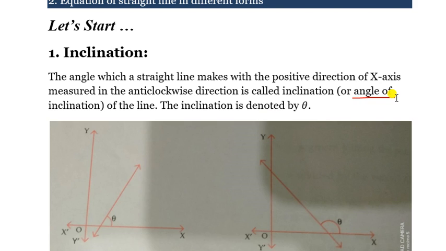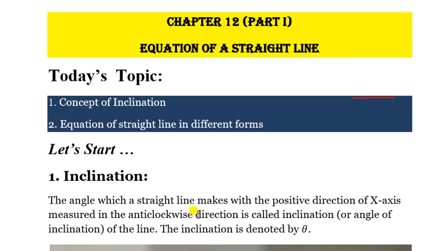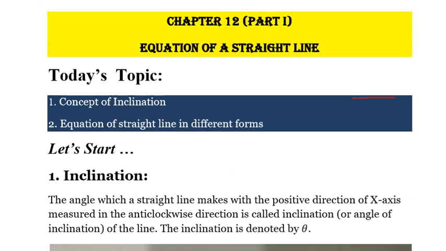When any line will intercept x-axis in positive direction and you measure it in anti-clockwise direction, then you will get inclination. And inclination of a line is denoted by theta. Now we are going to see a few notes on this inclination.